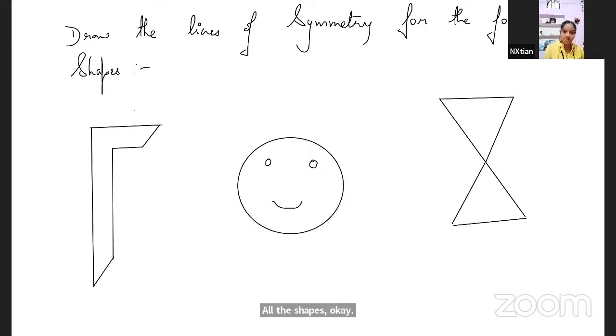The first one has no line of symmetry. And the very second one, good. The second one has one. The third one has two. That is right. Very good. The second one has one line of symmetry.